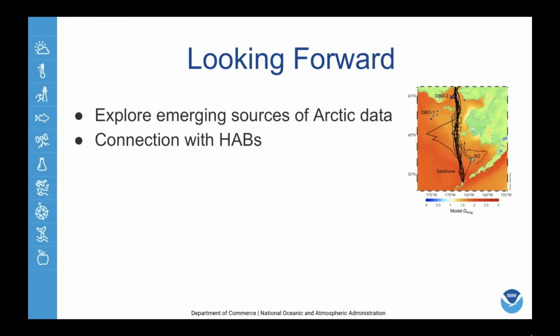And then lastly, just to look forward, as I mentioned, we have an issue with limited data. So one thing we want to do is explore some emerging sources of data in the Bering Sea. The problem with using these outright is that they all have pros and cons. Things like the sail drone and the M2 mooring are only at the surface, where really what we're doing is trying to forecast the subsurface. The DBO sites are depth profiles, but they're in the far northern Bering Sea, whereas we're looking more in the eastern Bering Sea. So we want to explore those new data sources.